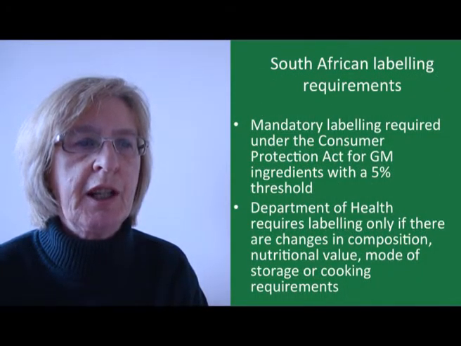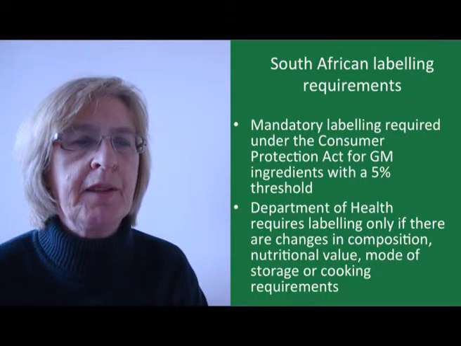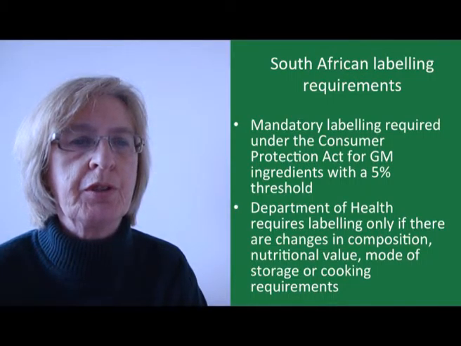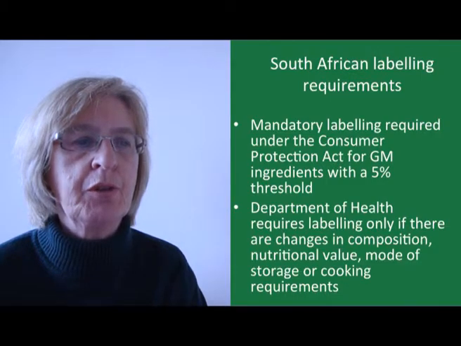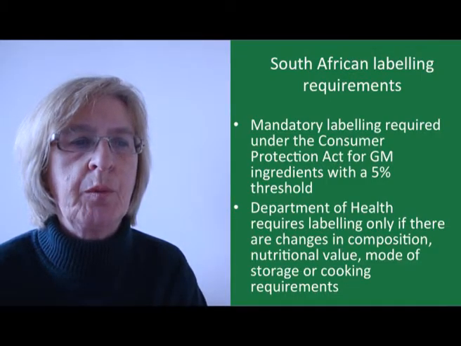In South Africa, there are two sets of labelling requirements. Under the Consumer Protection Act labelling, there is mandatory labelling for GM ingredients with a 5% threshold, with the provision to use the may contain option where testing is scientifically impracticable. There's also a voluntary option to state does not contain GMOs where the GM content is less than 1%.